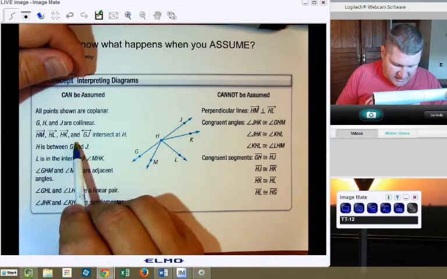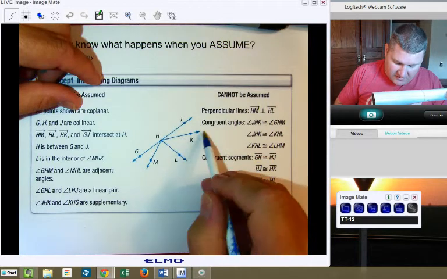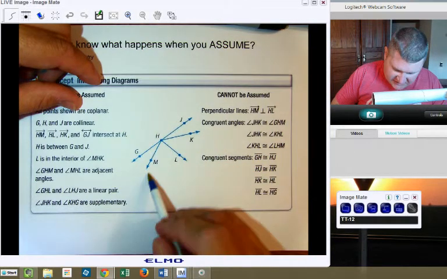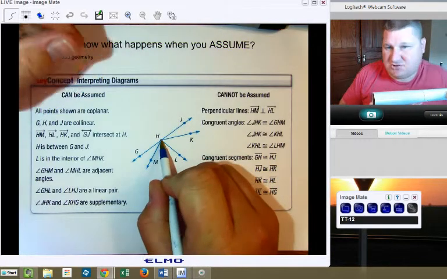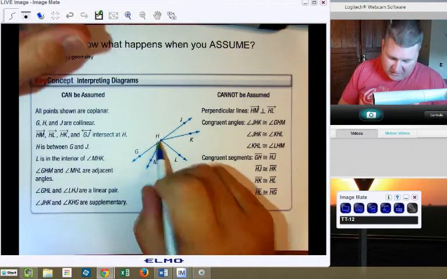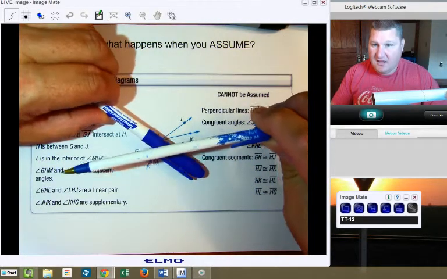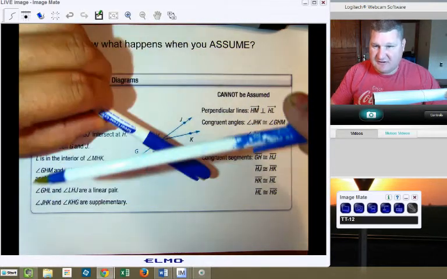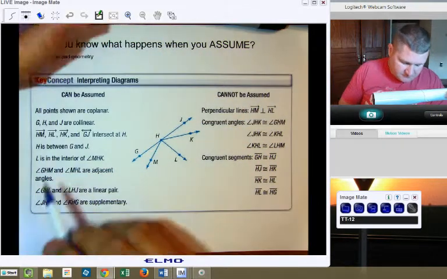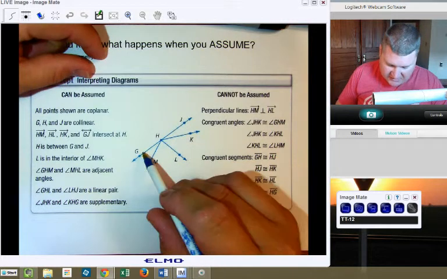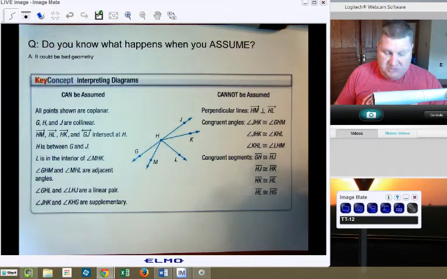HM, HL, HK, GJ intersect at point H. According to the picture, they do indeed touch. We can see that they touch, so the point of intersection is indeed right there at H. We can assume they all touch. It's not as if this line is somehow crossing over this line and you just don't see that there's space between them. No, they are indeed touching. Okay. H is between G and J. We talked about that. That's betweenness. Given any two points, there's a point between at least one.